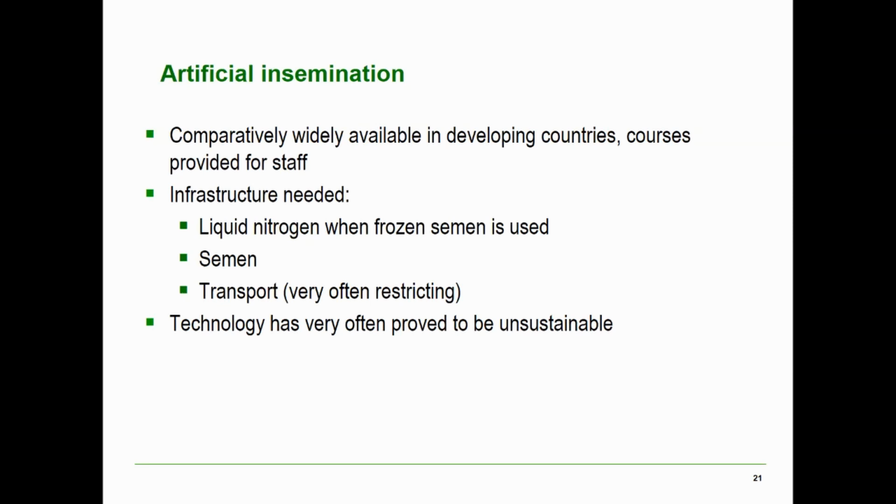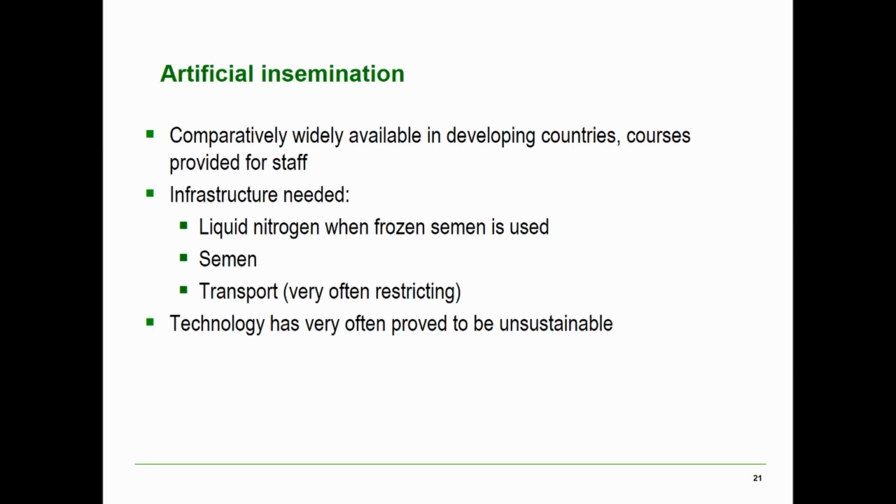And this semen needs to be transported in the liquid nitrogen tanks to the place or to the farm where a trained person should basically inseminate the female animals. Now, the technology is available, but the problem is that due to various reasons related to infrastructure, mostly, this technology has proven unsustainable.